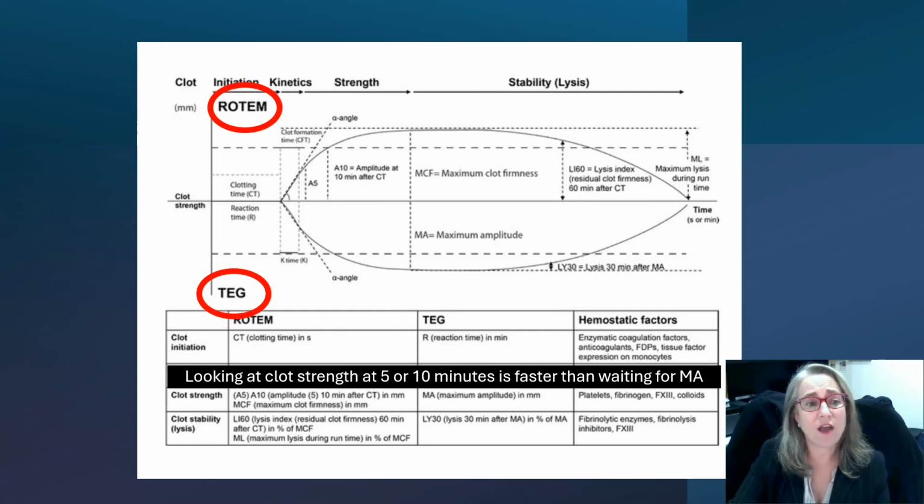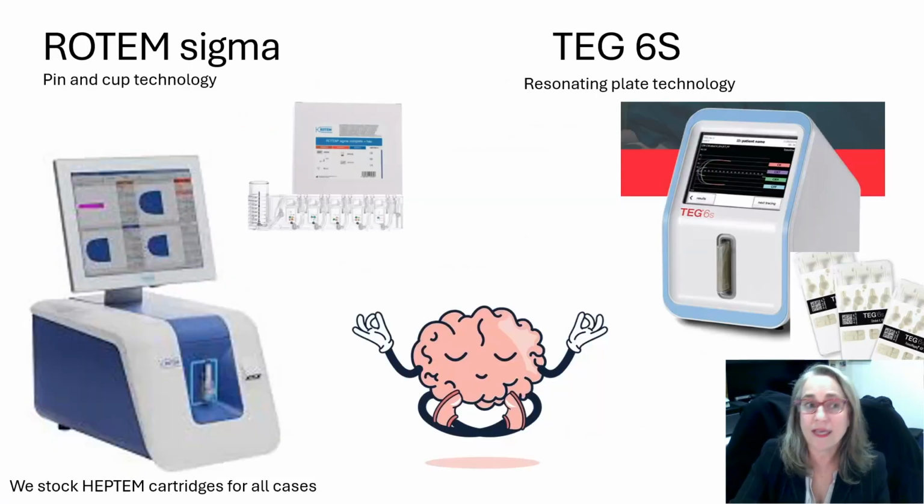Looking at the TEG language, the clotting time is called an R time, reaction time. And the strength of the clot could also be measured at 5 or 10 minutes, or it could be at the maximum clot firmness. And then it also looks at the lysis and that lysis index, which is how much it disappears over time, how stable or how unstable is the clot over time.